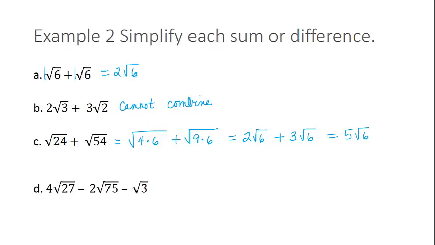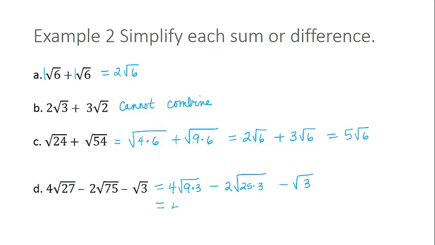Example D is 4 on the square root of 27 minus 2 on the square root of 75 minus the square root of 3. Again, we need to look for factors that are perfect squares that we can extract from these roots. 4 times the square root of 27, we can look at that as the square root of 9 times 3, minus 2 on the square root of 75, we can write as 25 times 3, and then minus square root of 3. So keep in mind we're looking for a perfect square that divides the radicand.